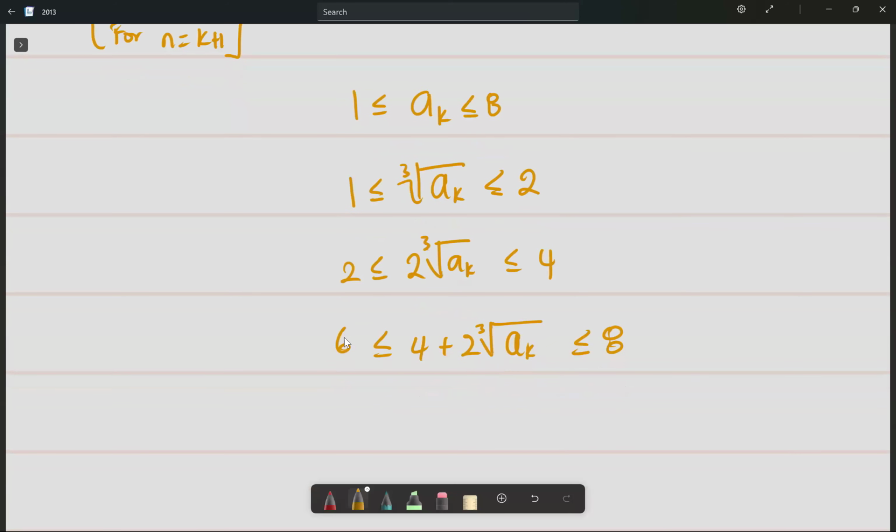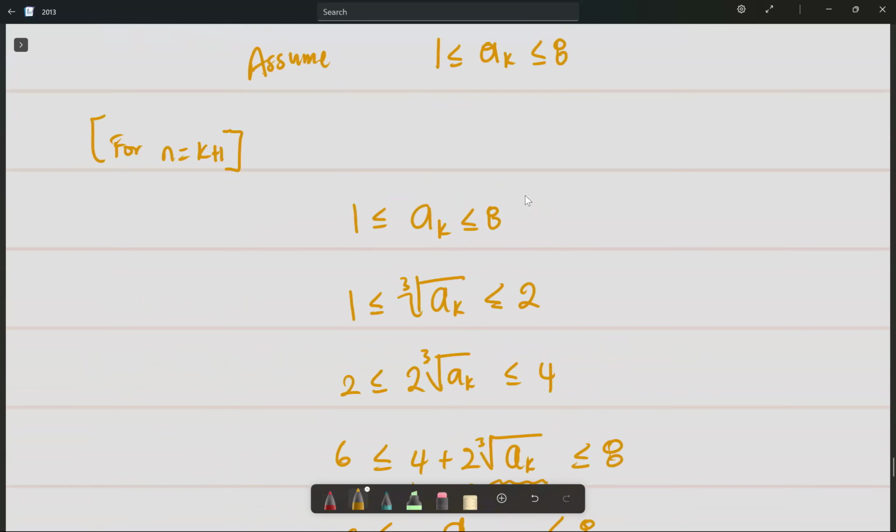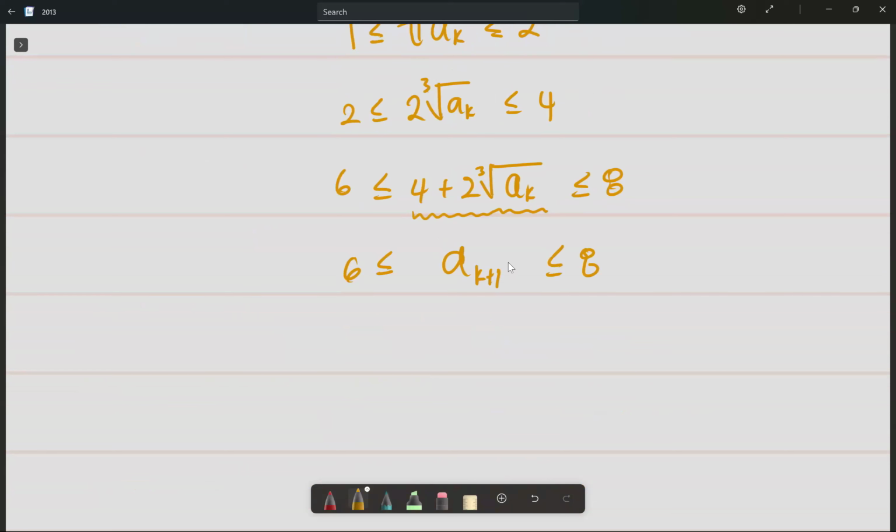Now, 6 is less than or equal to, what is this middle section? This middle section is literally just a k plus 1, because that was the definition that they gave us up here. So we just proved that a k plus 1 is between 6 and 8, which, if it's between 6 and 8, that's the same thing as saying it's between 1 and 8, which means that this is therefore true for k plus 1.